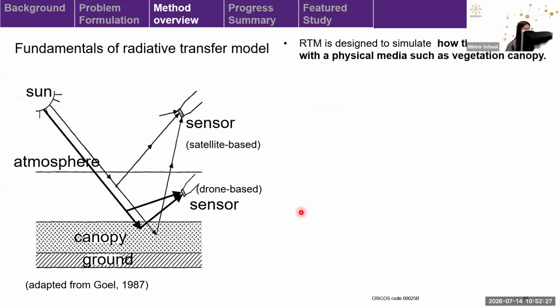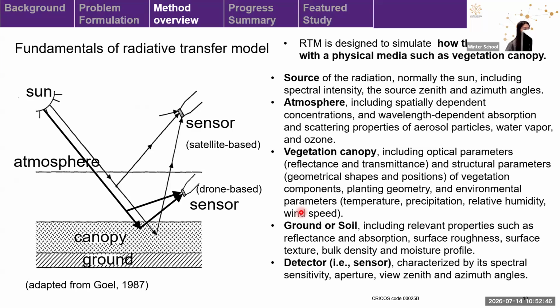Another model I want to mention is the radiative transfer model here. The radiative transfer model is designed to simulate how light interacts with a physical medium, such as the vegetation canopy. And in this remote sensing system, it constitutes a few subsystems. The first is the source. The source is the radiance, normally the sun, including the spectral intensity, and the source zenith and azimuth angles.